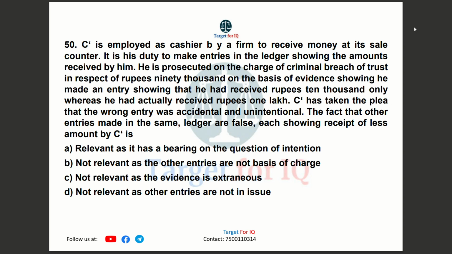The fact that other entries made in the same ledger are false, each showing receipt of less amount by C, is option A, relevant as it has a bearing on the question of intention. B, not relevant as the other entries are not the basis of charge. Option C, not relevant as evidence is extraneous. And option D, not relevant as other entries are not an issue. So the correct answer to question number 50 is relevant as it has a bearing on the question of intention.